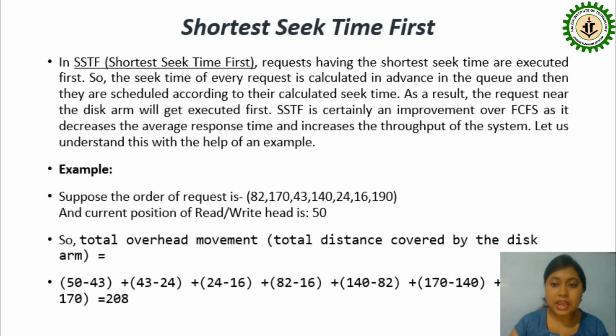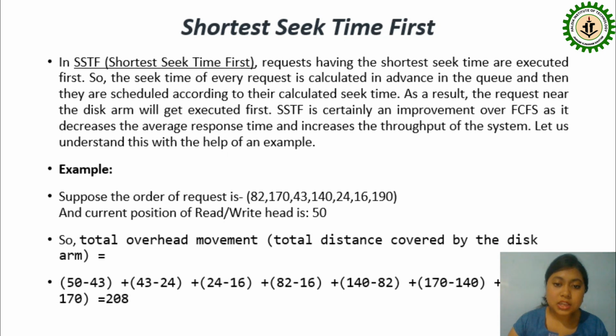SSTF is certainly an improvement over FCFS as it decreases the average response time and increases the throughput of the system. Then let us take an example. Current position is 50 and the request queue is the same. So the total overhead movement will be, first we are calculating the seek time. From 50, the nearest is 43. So we are basically first going to 43. Okay, so 50 minus 43. We are calculating the distance.